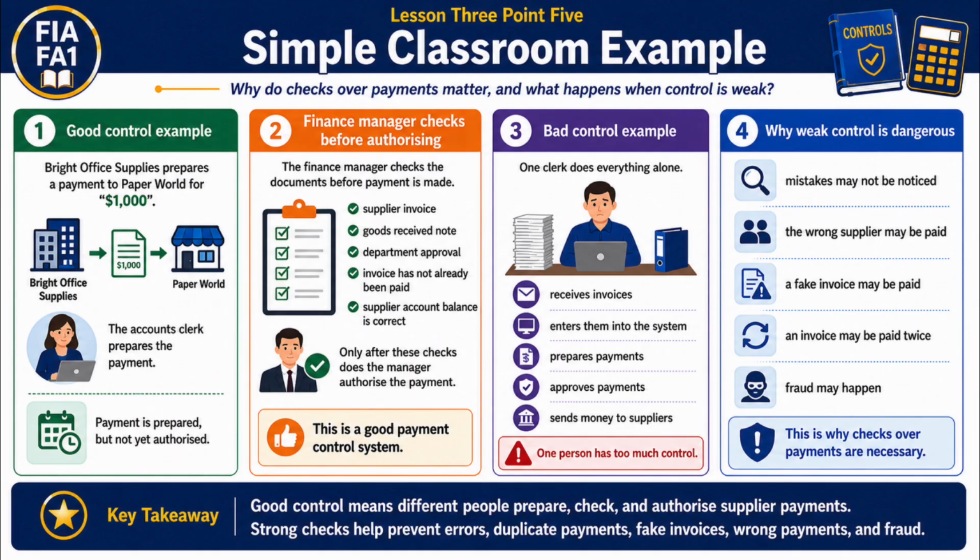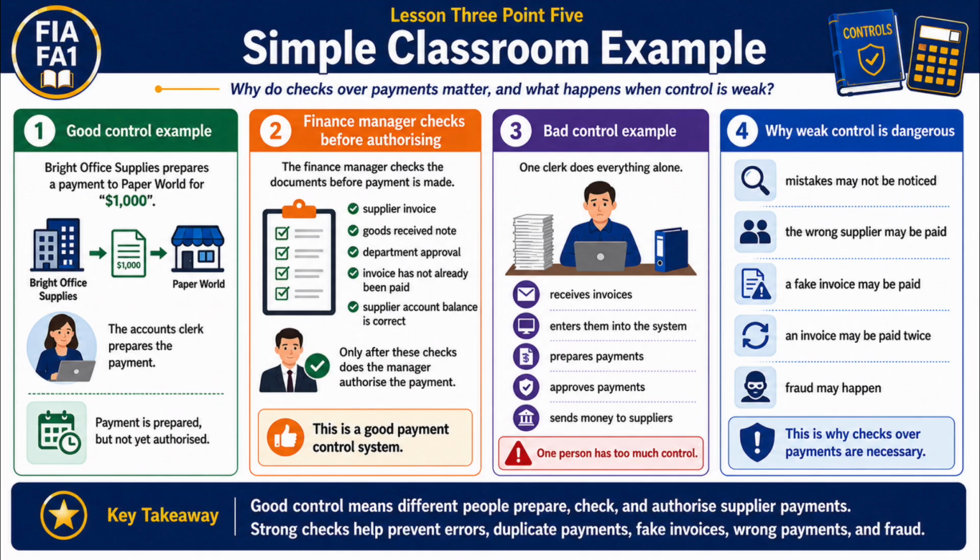Bad control example. Now imagine the same business has weak control. One clerk receives invoices, enters them into the system, prepares payments, approves payments, and sends money to suppliers. This is dangerous. Why? Because one person has too much control. They could make a mistake and no one might notice. They could pay the wrong supplier. They could pay a fake invoice. They could pay an invoice twice. They could even commit fraud. This is why checks over payments are necessary.